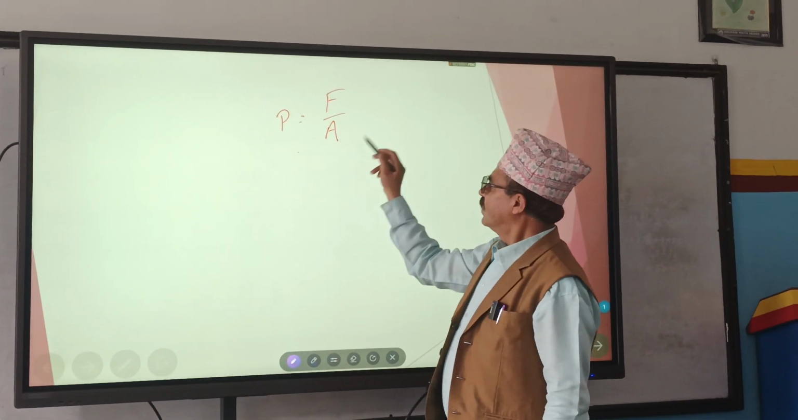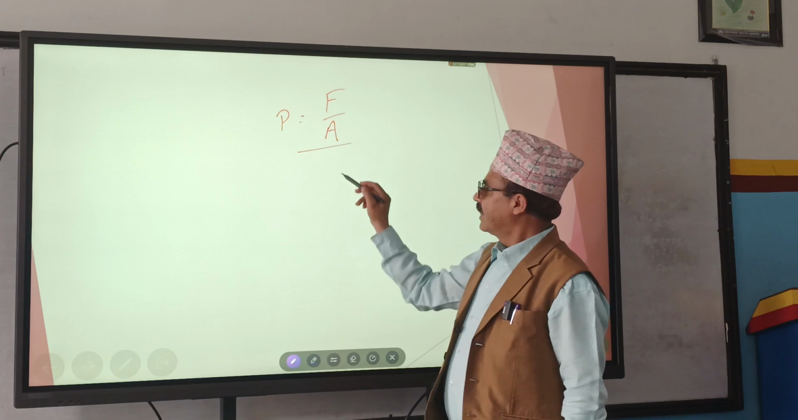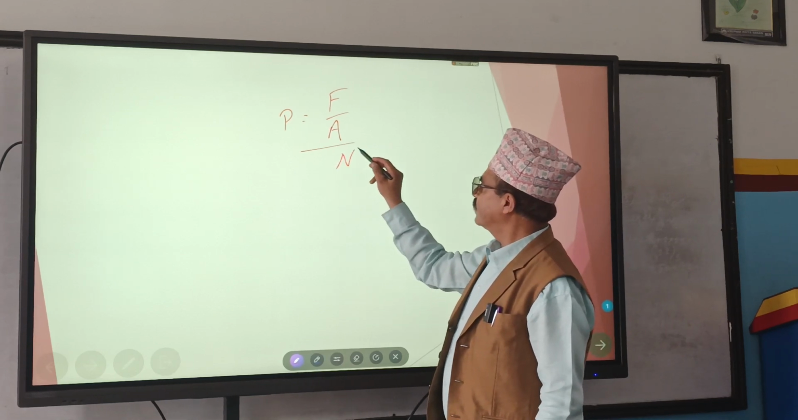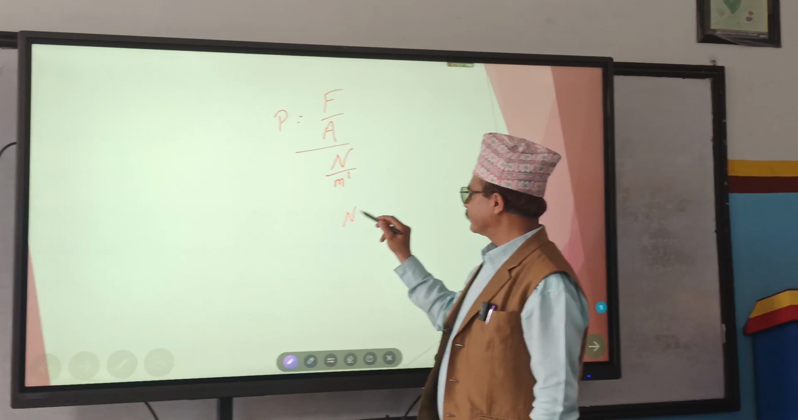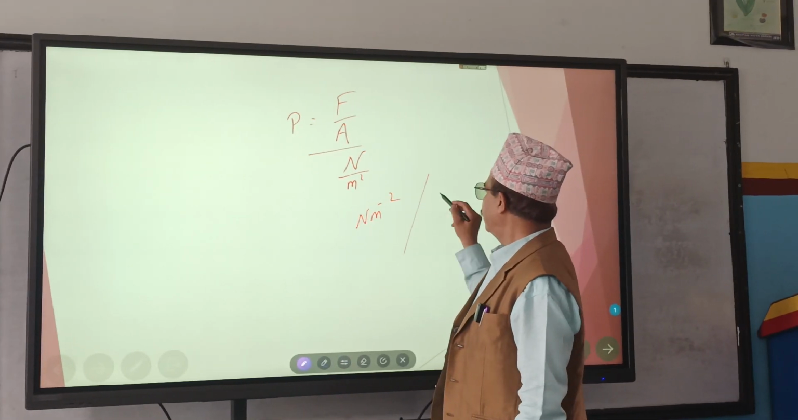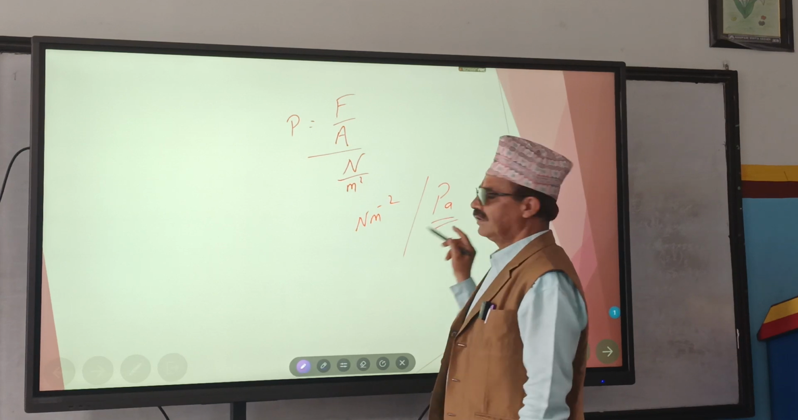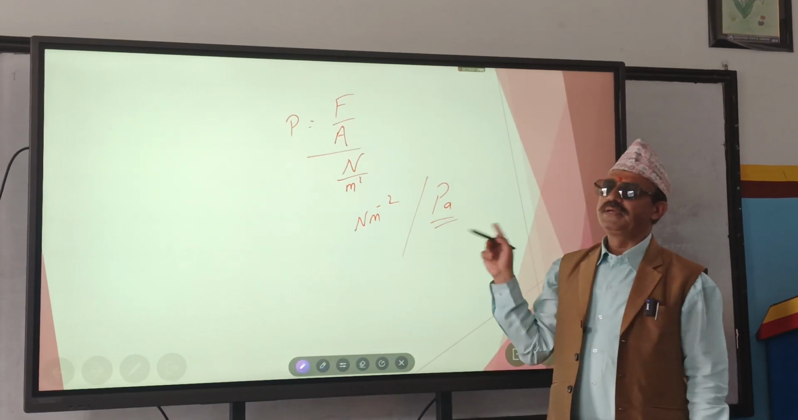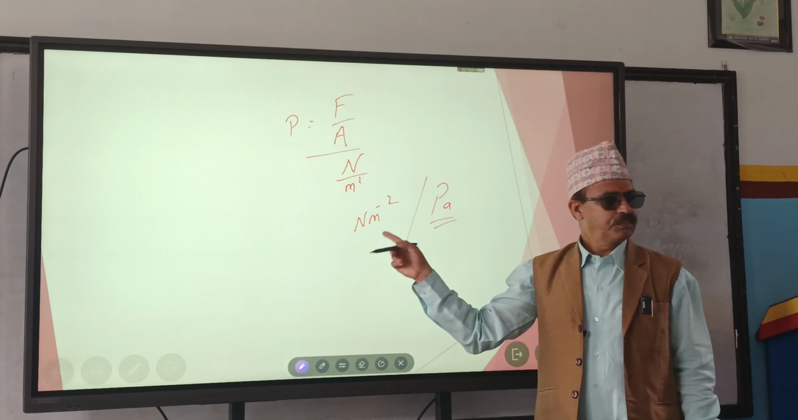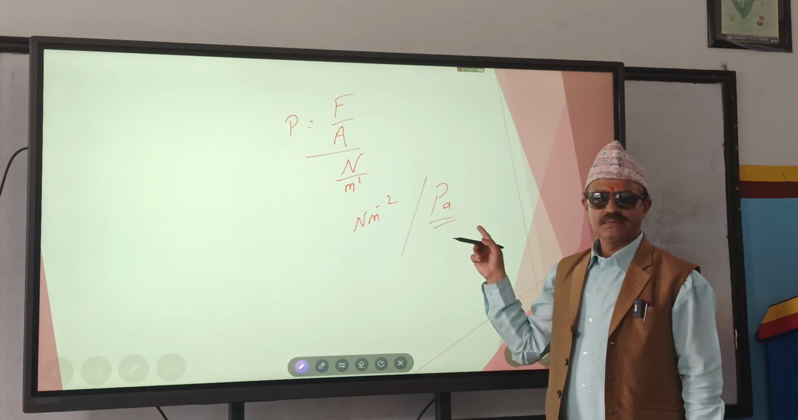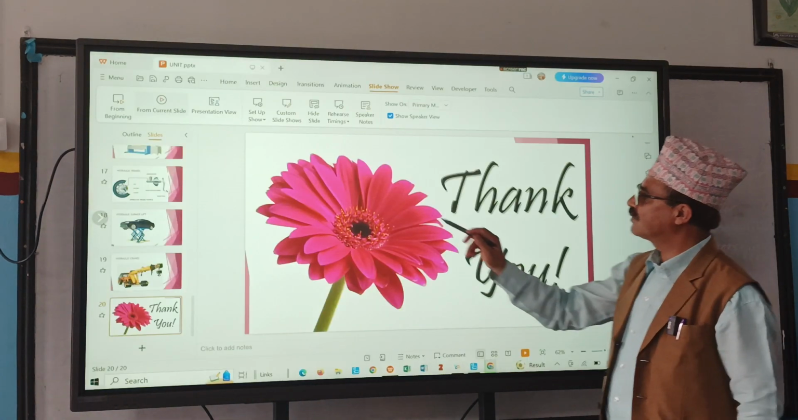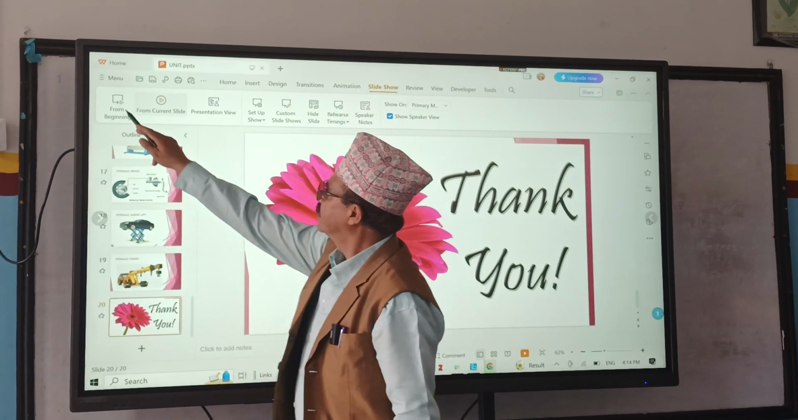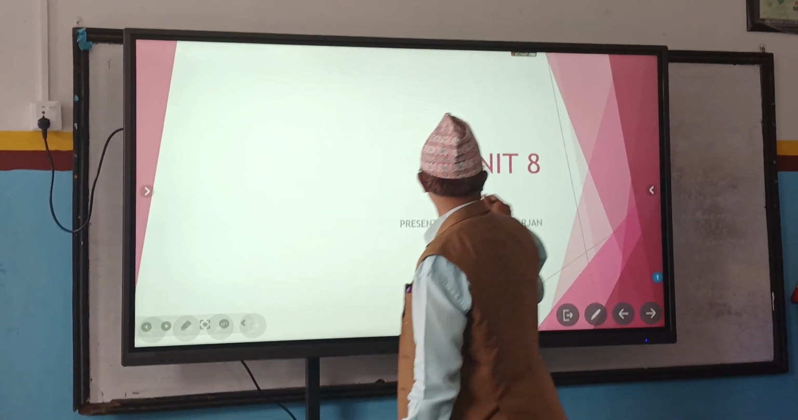So, what is the SI unit of pressure? SI unit of pressure is Newton per meter square, or N m to the power minus 2, or to honor Blaise Pascal, they have written Pa, either Newton per meter square or Pascal, right? Other units are also there. This I'll show you. What are the other units of pressure?